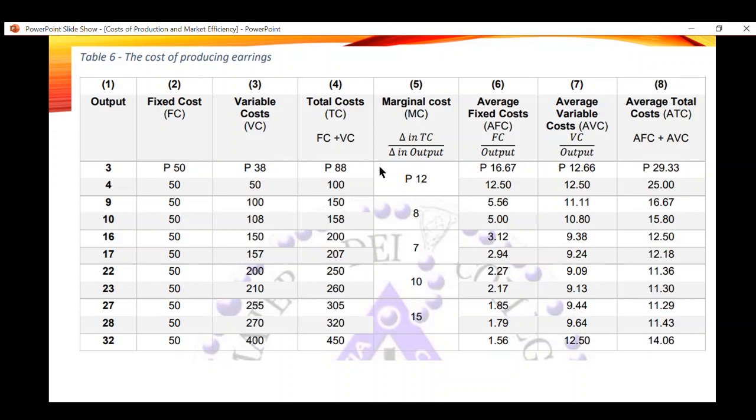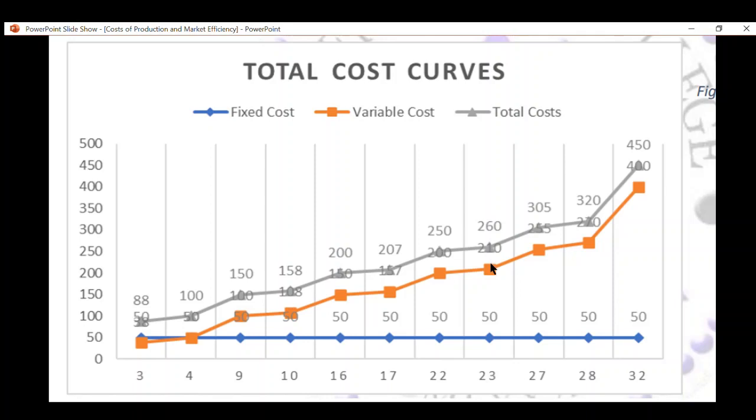Okay? So that's how you will compute the items there. And then if you're going to plot those points, like for example the fixed cost, it's steady here at 50 for all, so it's just a straight line. Then the variable cost is going up. And then we have the total cost, it's also going up. So this is how your cost curves will look. You can see here our total cost is really going up.